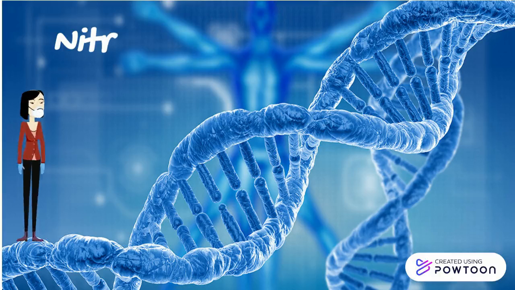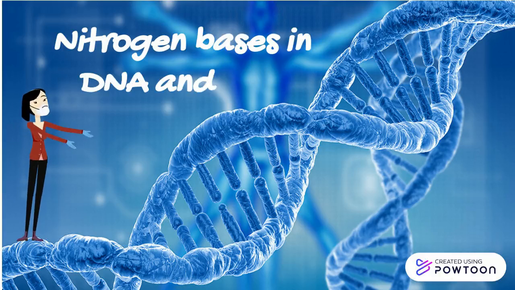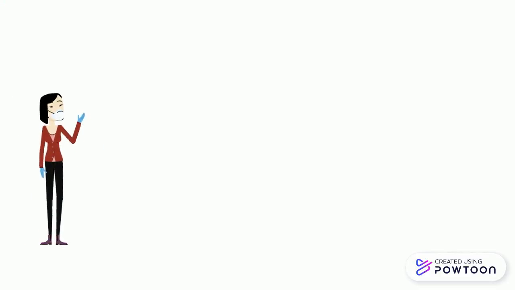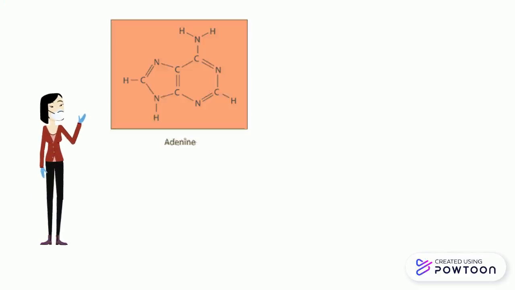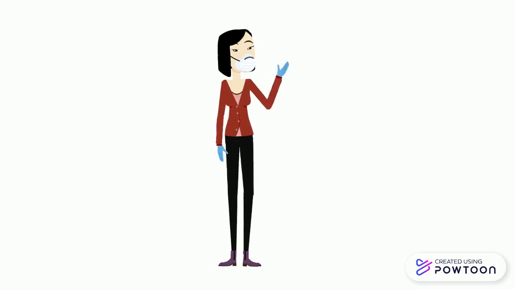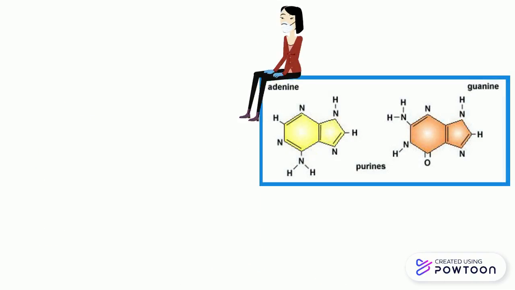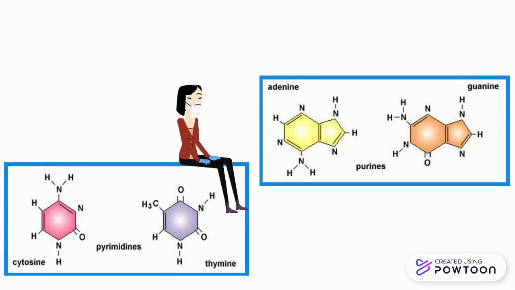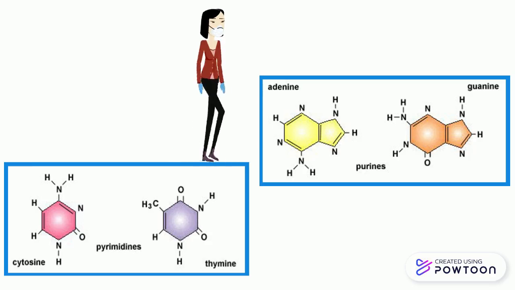Now we will talk about nitrogenous bases in DNA and RNA. As everybody knows, there are 4 nitrogenous bases in DNA: adenine, thymine, cytosine, and guanine. According to the number of rings, they can be classified as purines, with 2 rings, and pyrimidines, with 1 ring. Thymine and cytosine are pyrimidines, while adenine and guanine are purines.